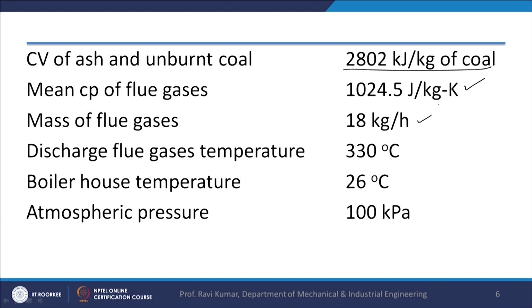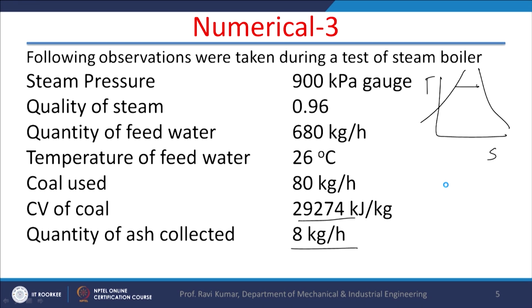Mass of the flue gases 18 kg per hour. Discharge flue gases temperature 330 degrees centigrade. Boiler house temperature 26 degrees centigrade. Perhaps at the same temperature the water is supplied. Atmospheric pressure 100 kilopascal. So, 900 kilopascal gauge, so absolute pressure is 10 bar, 1000 kilopascal.